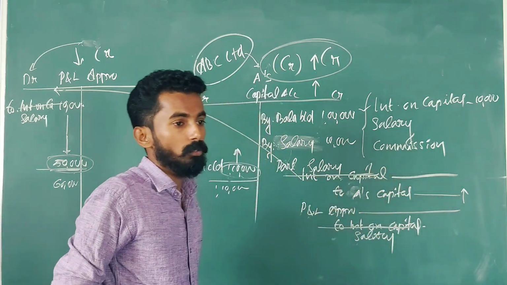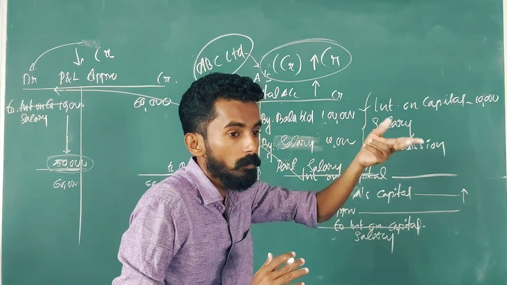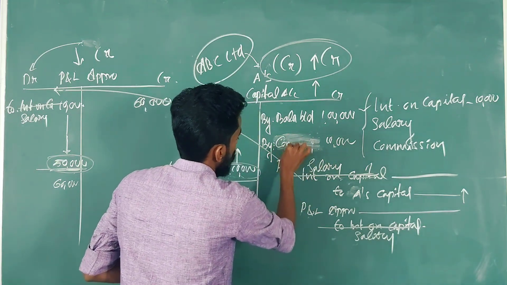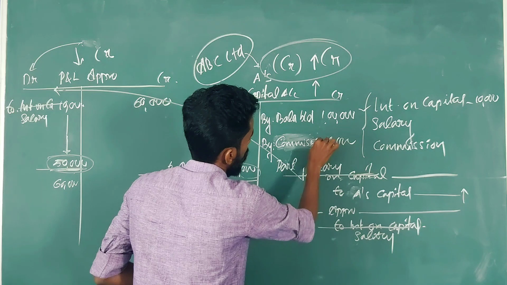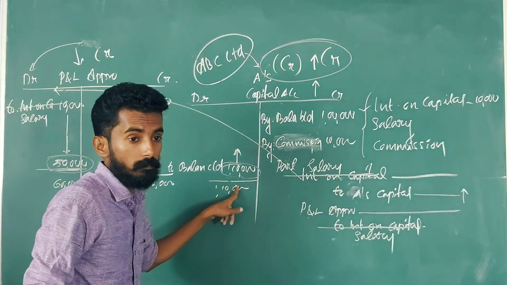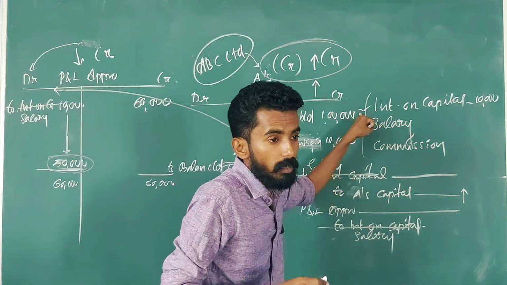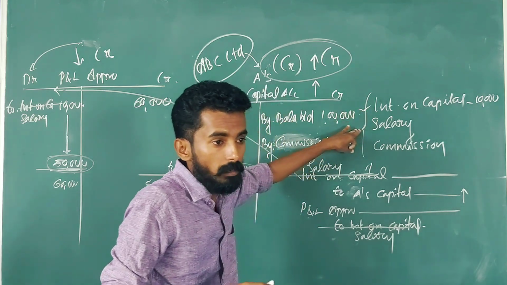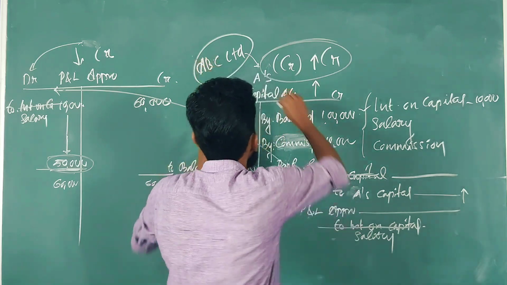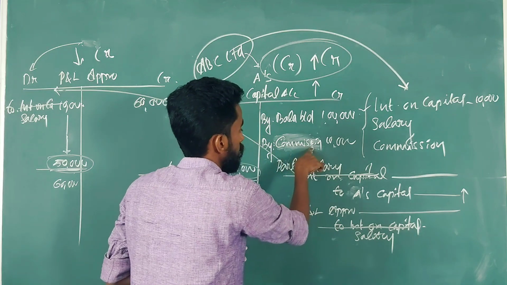Just change it. Commission also. Commission is also the same. When a partnership firm is going to give commission to a partner, change it. Instead of salary, commission we can write. When a firm is going to provide a commission also, capital balance is going to increase. Correct. So what are the three items? Interest on capital, salary, commission. These three methods are the same. Whenever a firm is going to provide these three items, automatically capital balance will increase.